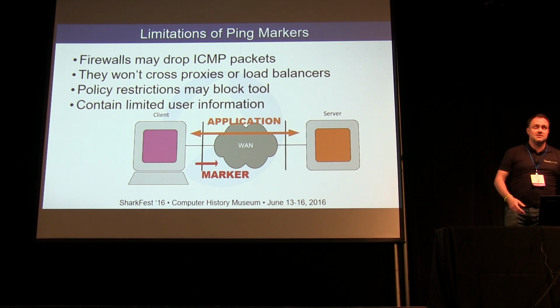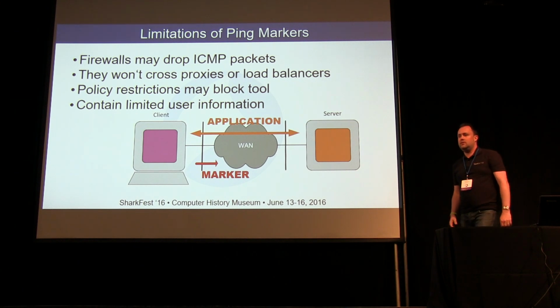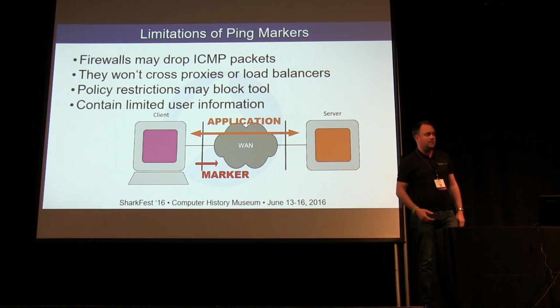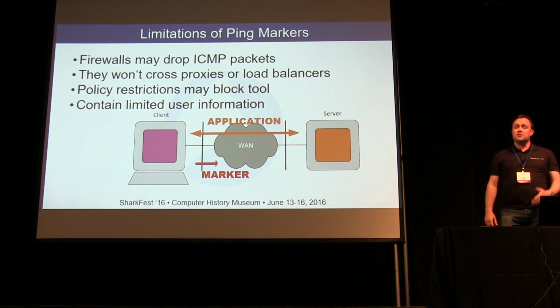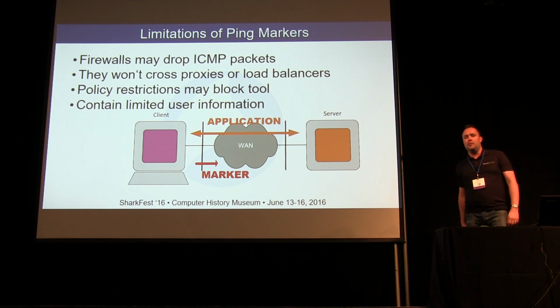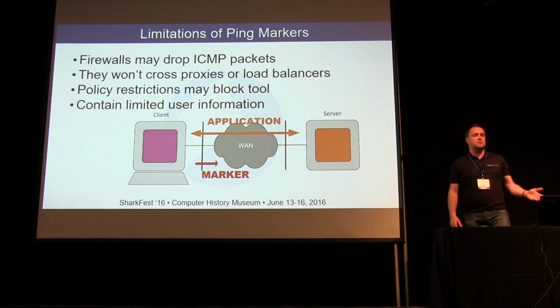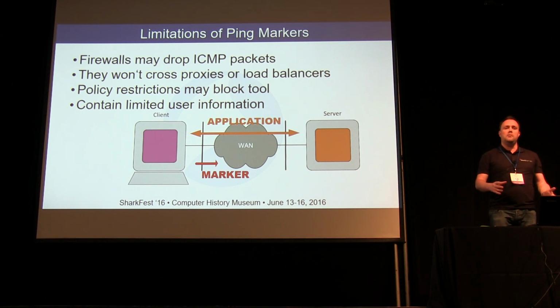They're not going to cross any proxies or load balancers that you're going to have sitting in front of your application, which is obviously fairly typical. There may be policy restrictions in place to block your users doing this kind of thing. They may have the command prompt blocked, for example, or not be able to launch batch files. And they really contain pretty limited user information about this particular problem. Yes, we've got the user's IP and the time frame, but wouldn't it be better if we could get some more information?